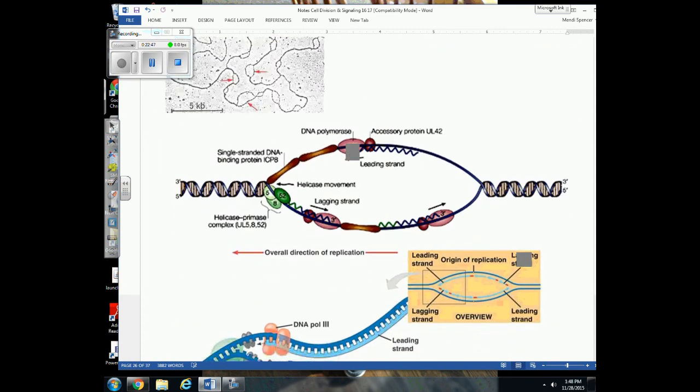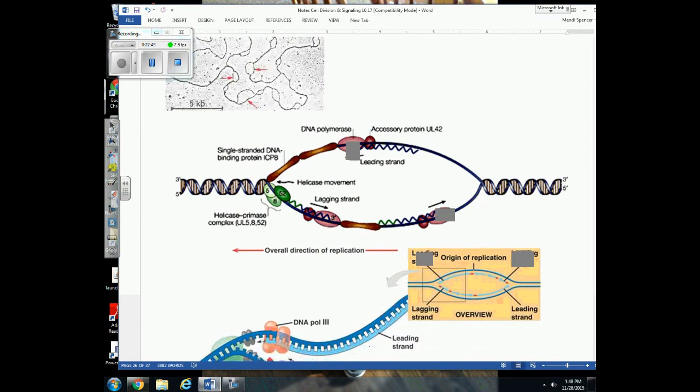Now, here's another diagram of a replication bubble. They're zooming in there, and you can see things like the leading strand and the lagging strand, and then they have names of some of these enzymes that you probably recognize from pre-AP. We talked about helicase, we talked about DNA polymerase.